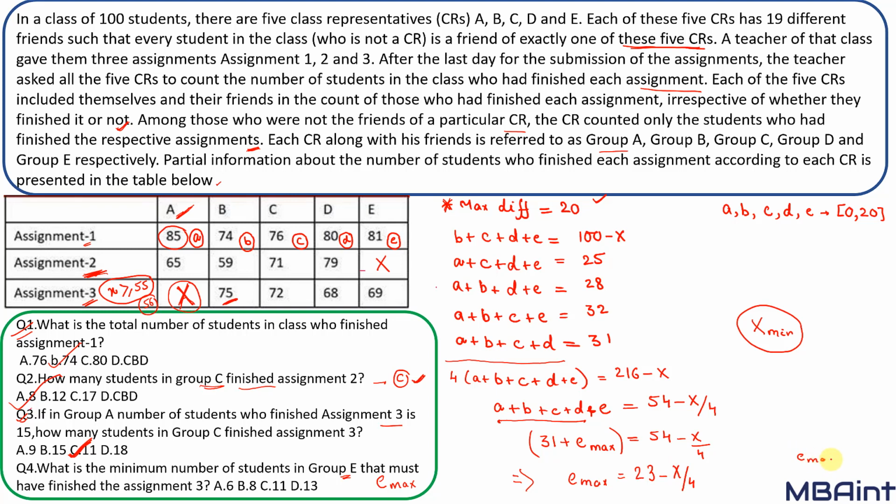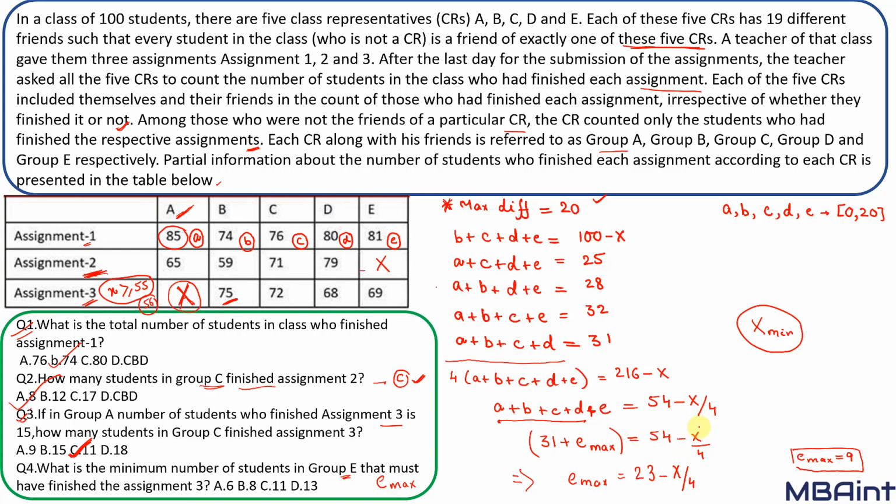Now if I take x equals 56, I'll get E max equals 23 minus, and this is 56 by 4, that is 14. So 23 minus 14 is nothing but 9. Okay, E max I'm getting as 9.